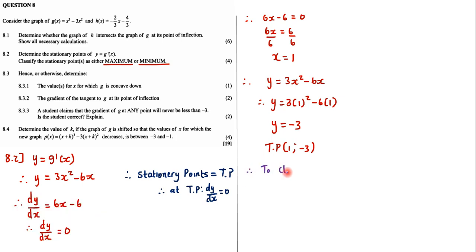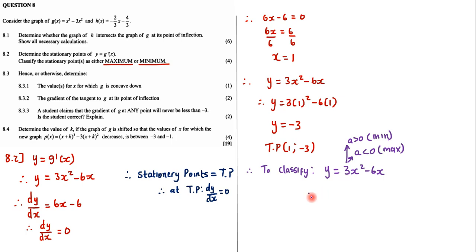Therefore, to classify, what we're going to do is take our equation and analyze it. First of all, this is a parabola. So we know that for a parabola, if the value of a is less than 0, you have a maximum, and if it is more than 0, or positive, you have a minimum. Now this value here, we can see that it is positive.